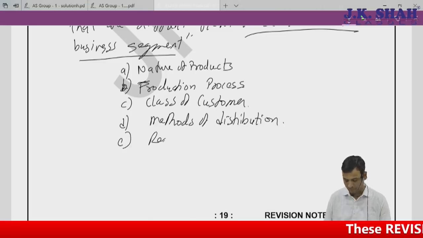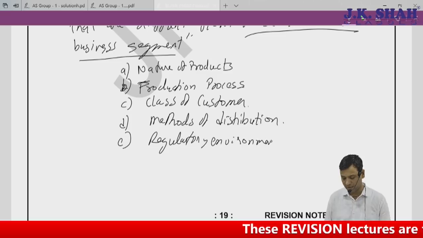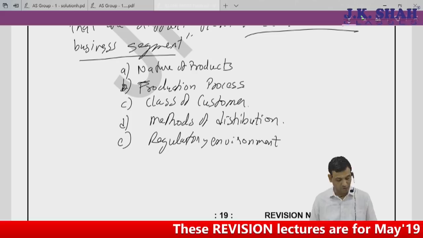E, regulatory environment. Now what do I mean by all these things? Let me give you an example for this.